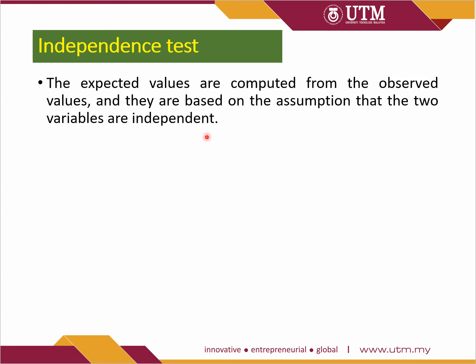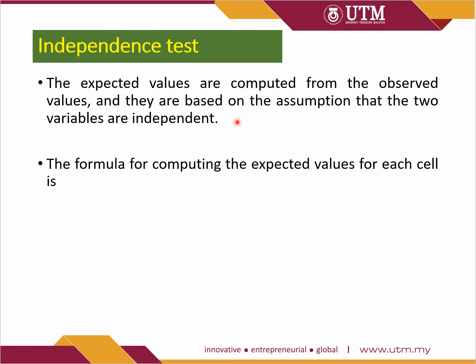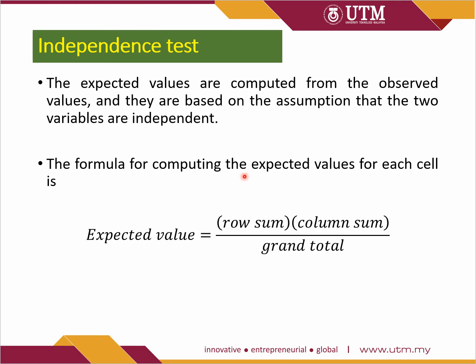Now the important part is the expected values, which are computed from the observed values, and they are based on the assumption that the two variables are independent. For the independence test, the formula for computing the expected value for each cell is equal to the row sum times the column sum, divided by the grand total. So we can get the expected value.